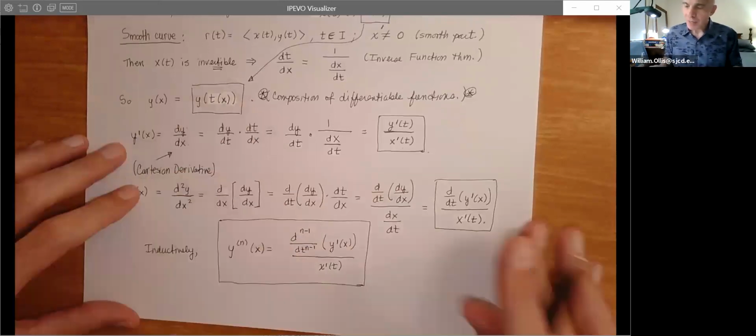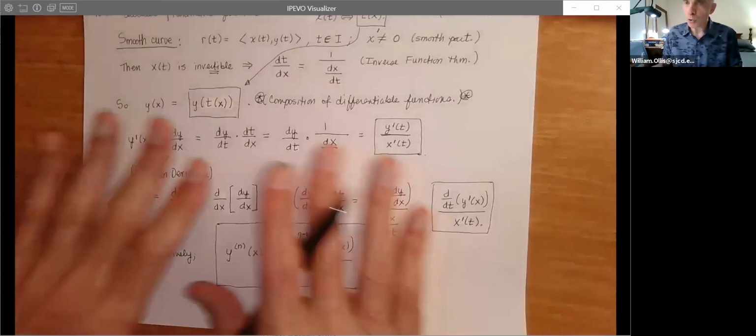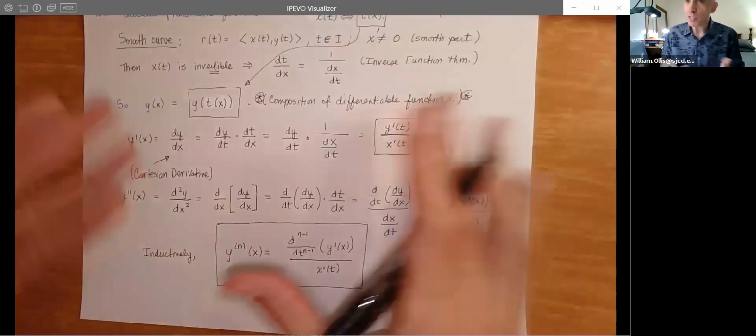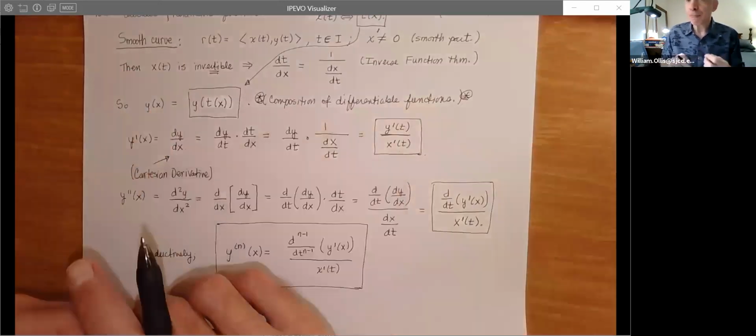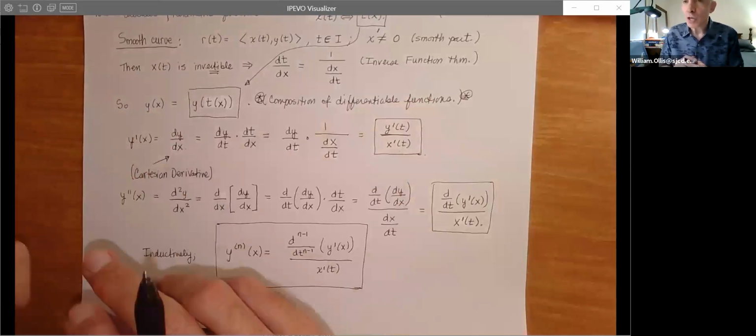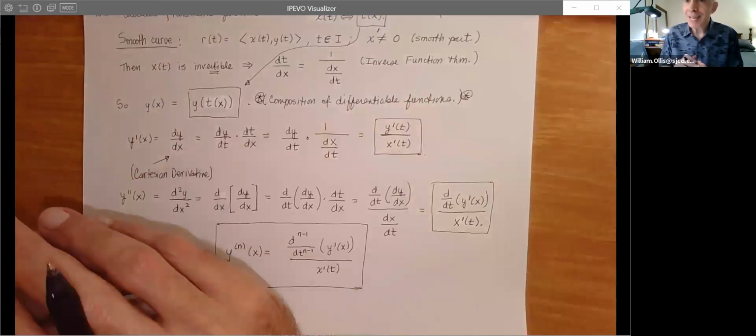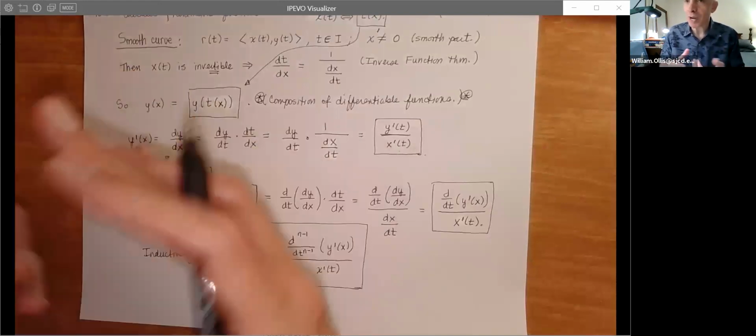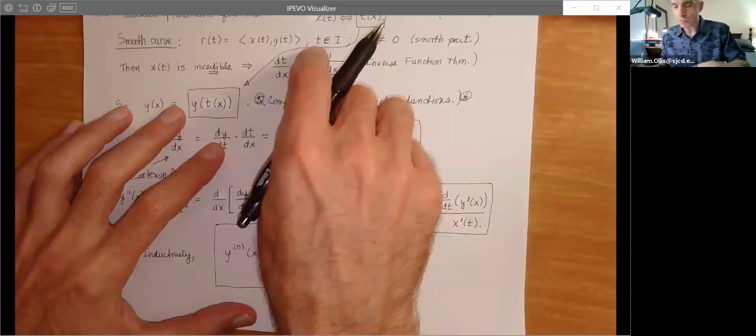Okay, so now that we have a little rubric here, we actually have a recipe. Let's do some computations of Cartesian derivatives. And then what we want to do is talk about tangents, vertical tangents and horizontal tangents, and how we characterize them for the parametric curves.